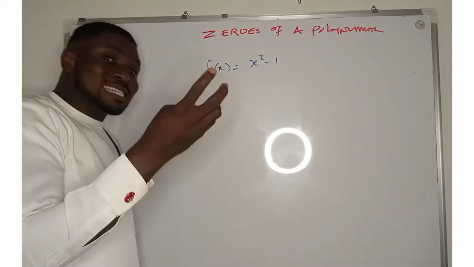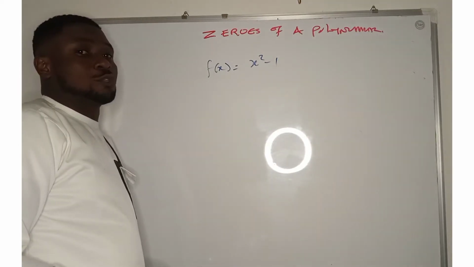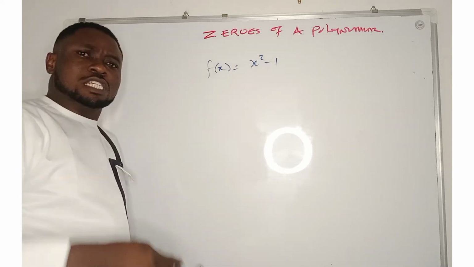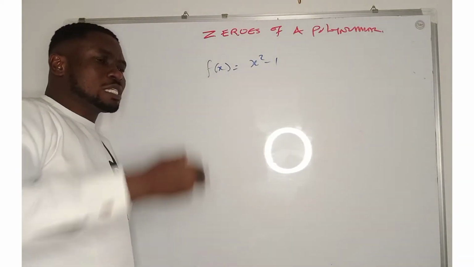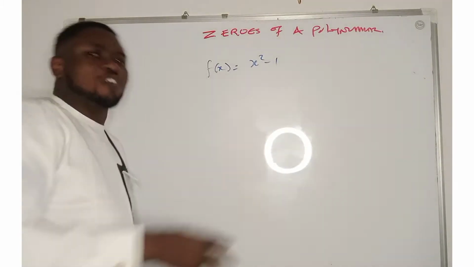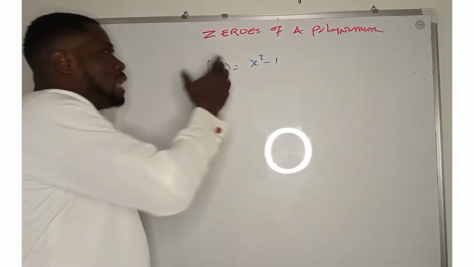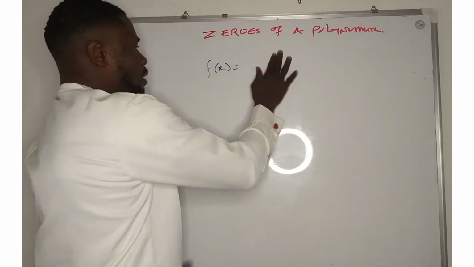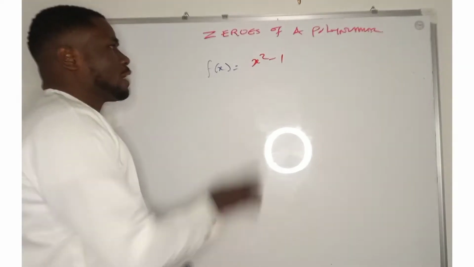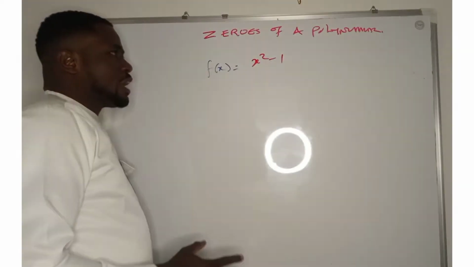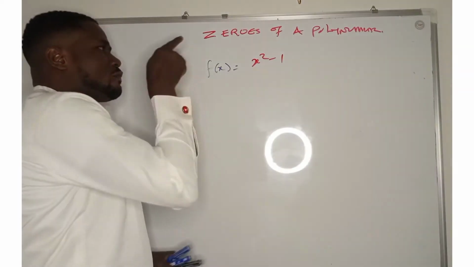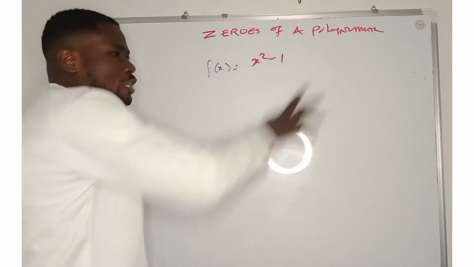Zeros of a polynomial is the same thing as the roots of that expression. Just like your quadratic equation, which is a polynomial of degree 2, when we say the roots of a quadratic equation, we are simply referring to the zeros of the quadratic equation. Now, if I want to find the zeros of x squared minus 1, I ask myself: what are the numbers which, if substituted here, make this expression become what?